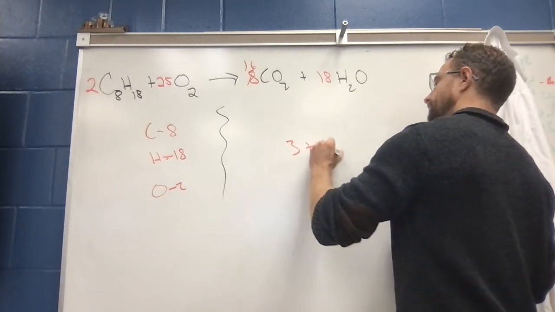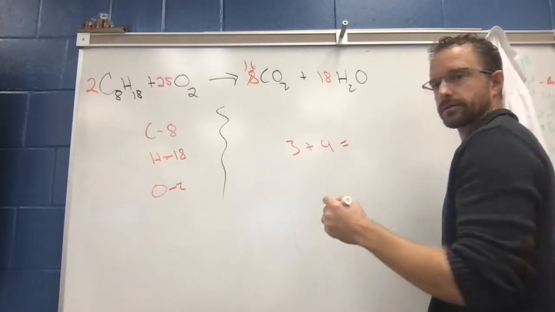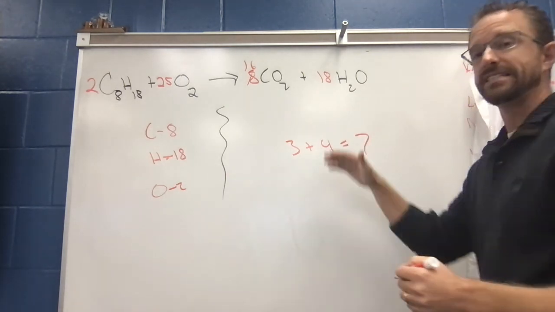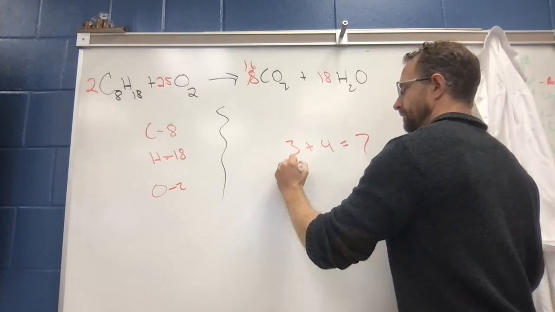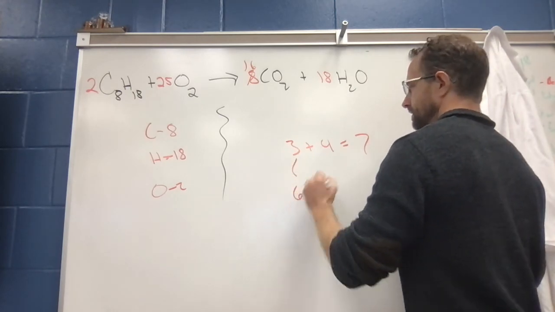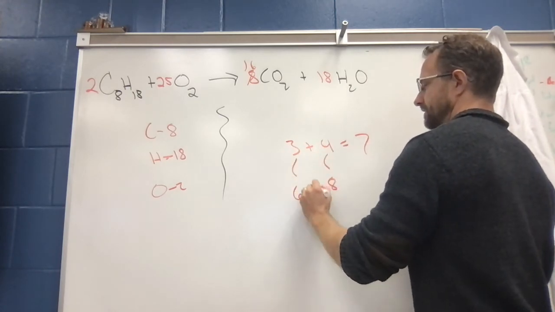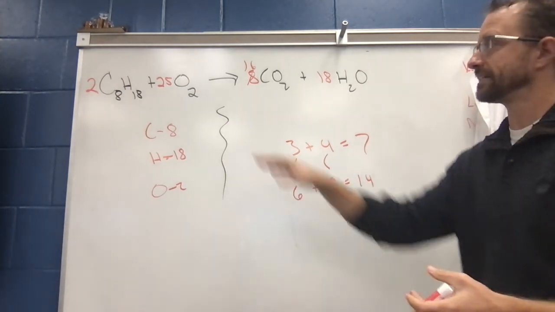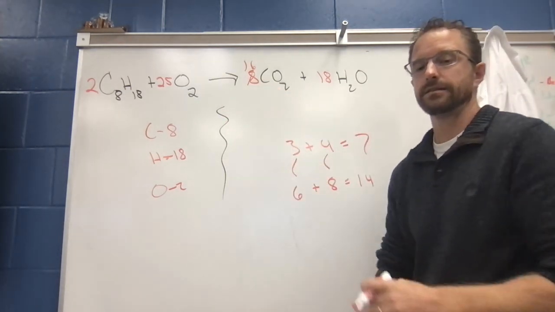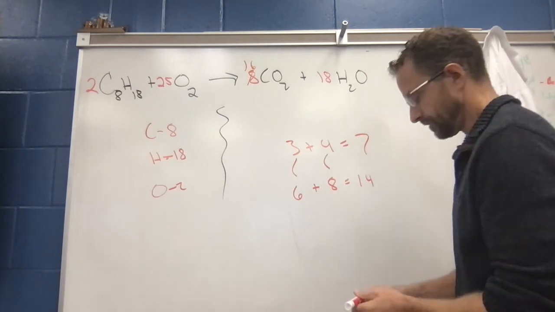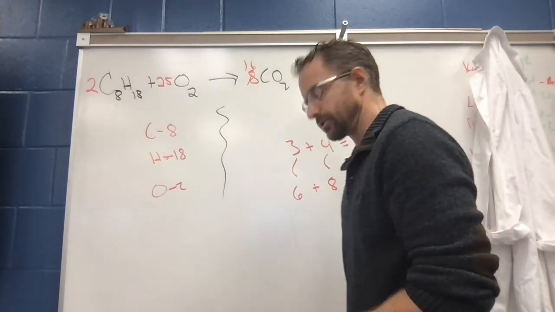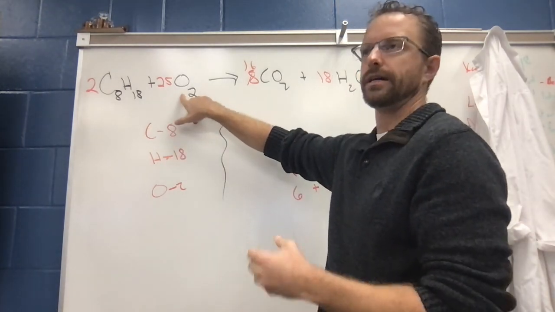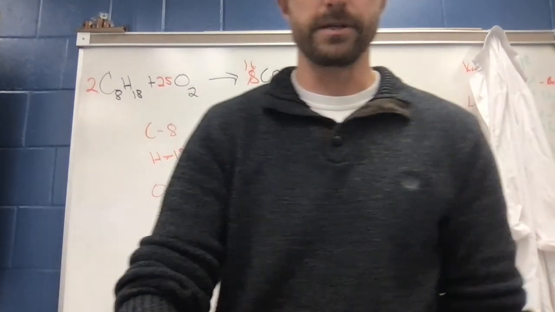So 3 plus 4 equals 7. If I double everything, is it still true? Double of 3 is 6. Double of 4 is 8. 6 plus 8 is 14. Hey, when I double 7, it's 14. So if I double everything on both sides, it does balance it, right? That works. That's a little trick that helps, especially with some combustion ones, because you get these O2s, and so you have that even-odd thing that pops up occasionally.